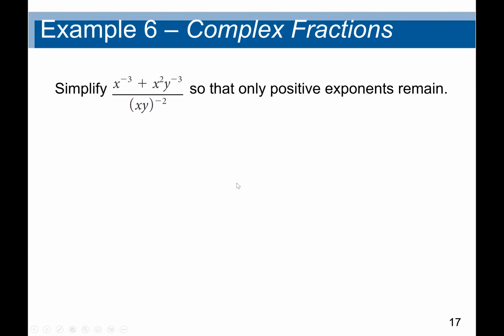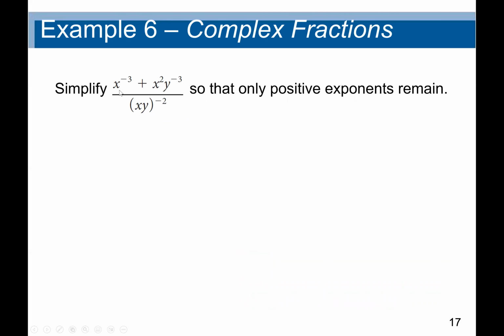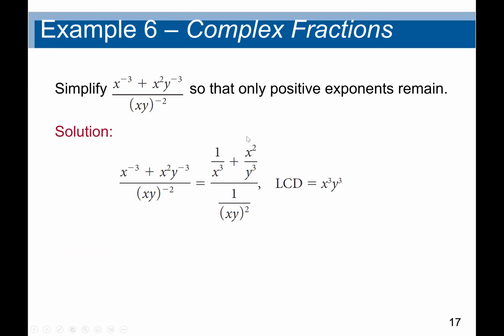So we simplify the equation, and this is what we get here: x to the power negative 3 plus x squared y to the power negative 3, all over xy to the power negative 2. 1 over x to the power 3 is the same as writing x to the power negative 3. Then for x squared, we want y to be at the top, so we change the positive exponent to negative, and if it's negative, we change it to positive. So that's why we have this. Now, 1 over (xy) squared, we can move up by changing the positive exponent to negative.